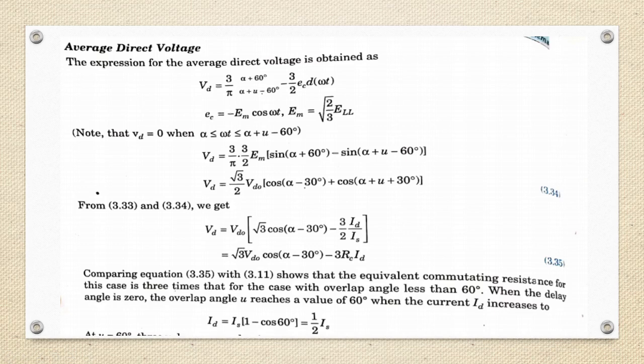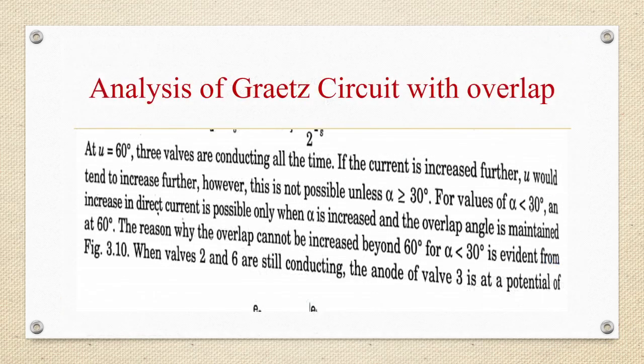So equivalent commutating resistance for this case is 3 times that for the case with overlap angle less than 60 degrees. When the delay angle is 0, overlap angle U reaches a value of 60 degrees, when the current IT will increase to ID is equal to Is into 1 minus cos 60 degrees, that is half of Is. So at U equal to 60 degrees, 3 valves are conducting all the time.